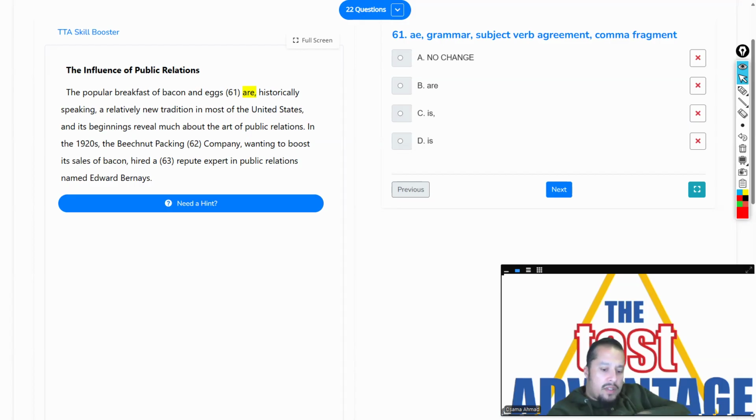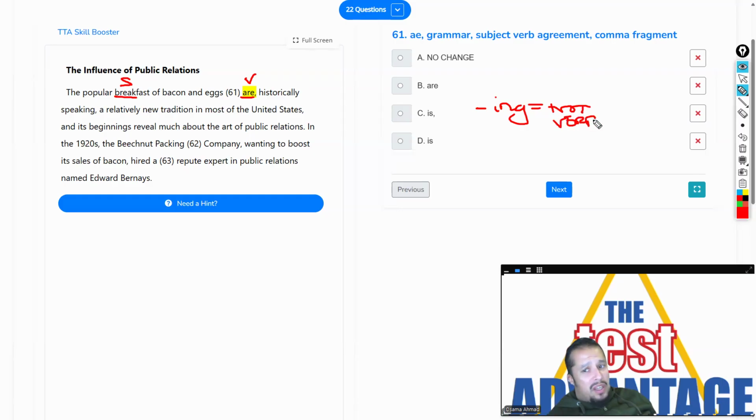So popular breakfast is the subject, okay? What's the verb? Are. No, يا جماعة for the 50,000th time بنقول نفس الحاجة. ing words are not verbs. ارحموني بقى, please. They're not verbs. Stop it.